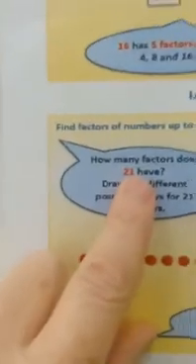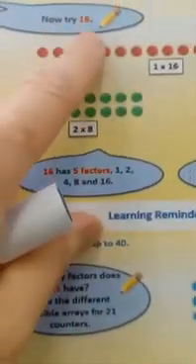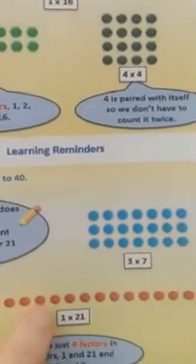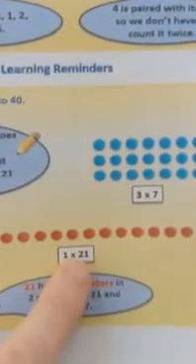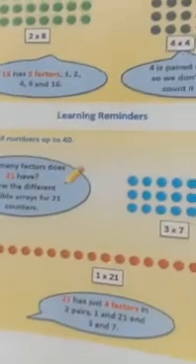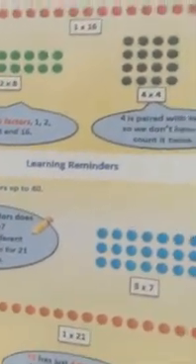You can notice that the number itself is a factor. So 21 is a factor of 21 and 16 is a factor of 16. It's like that for all the numbers. And also 1. When you times a number by 1, it stays the same.